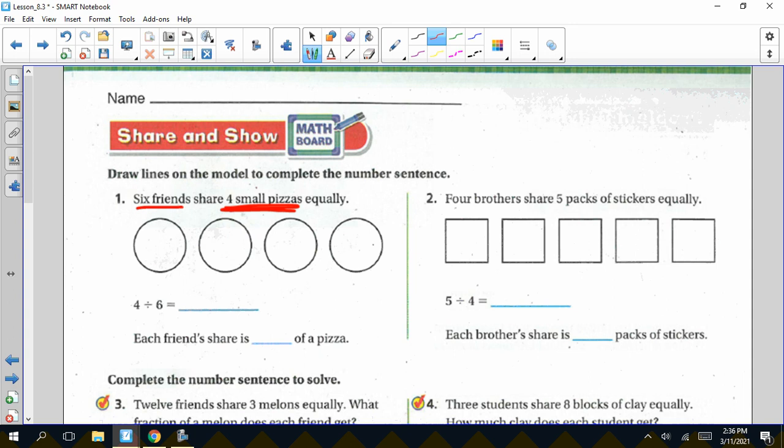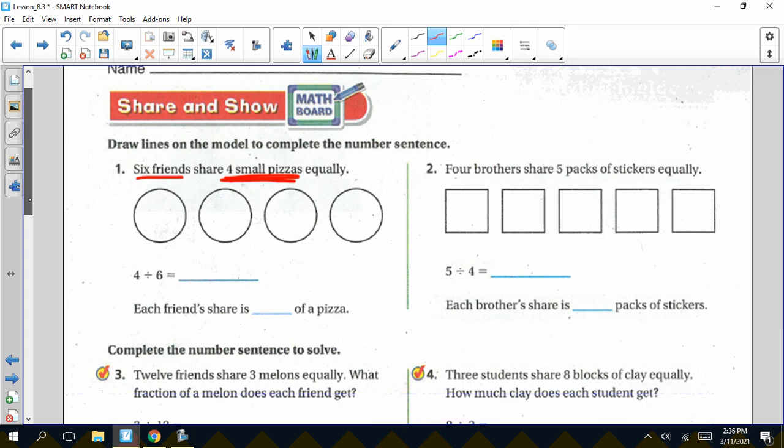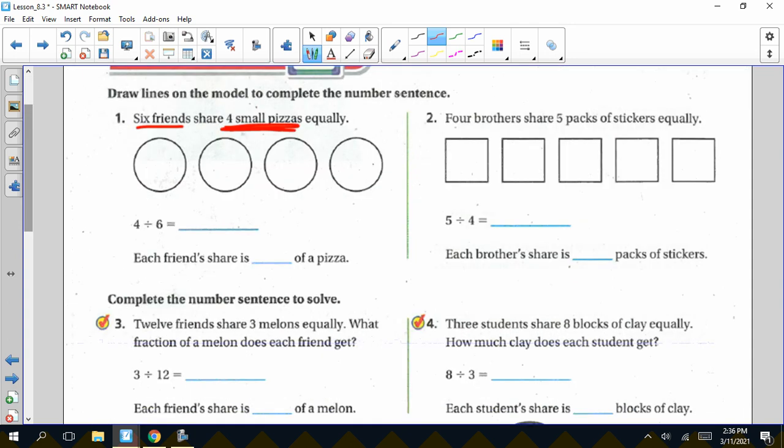Remember, we cannot divide people. So we take 4 and divide it by 6. 4 divided by 6 is 4 over 6, because the first number goes on top, second number goes on the bottom. We then can put this into simplest form by dividing each of these by 2, and the answer is 2/3.